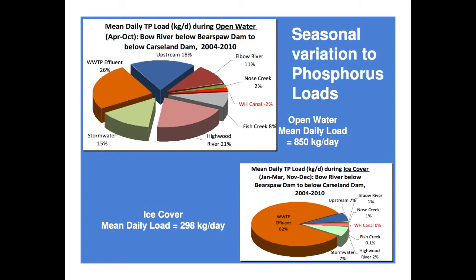About 18% comes from upstream, 11% from the Elbow River, 2% from Nose Creek, Fish Creek 8%, the Highwood River 21%. We're kind of considering the Highwood River, Nose Creek, Elbow River as point sources coming into the main stem. We know there's lots of non-point stuff happening, but since we're looking mainly at the main stem, what is the amount of phosphorus when those tribs enter the main stem?